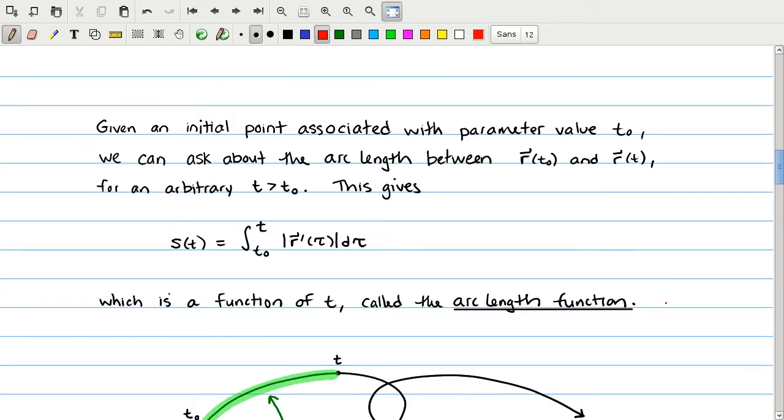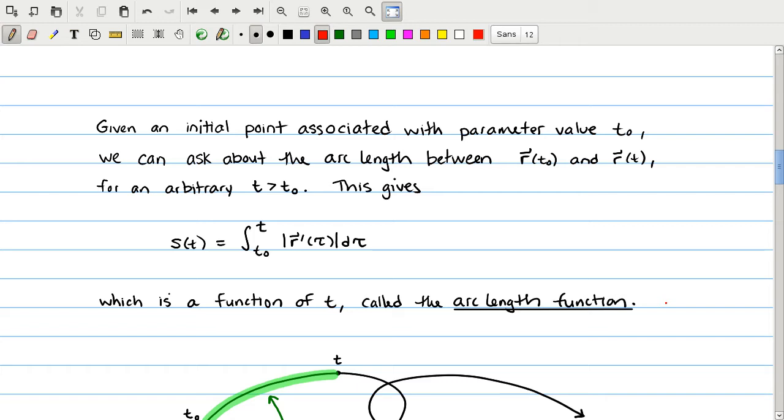Okay, so that was how to find the length of a curve between two given points. We can very slightly alter the question to obtain something that's even more interesting called the arc length function. And this is probably the most important part of this lesson that you should remember, the arc length function.